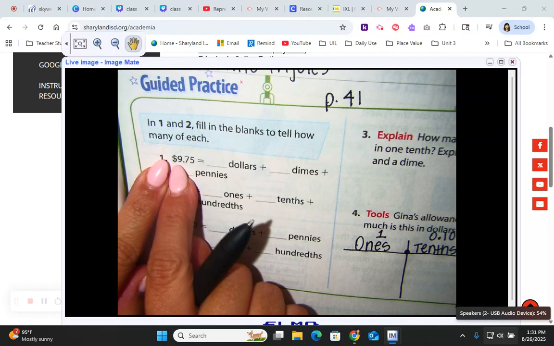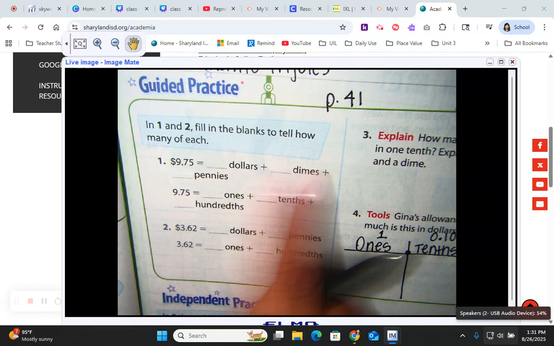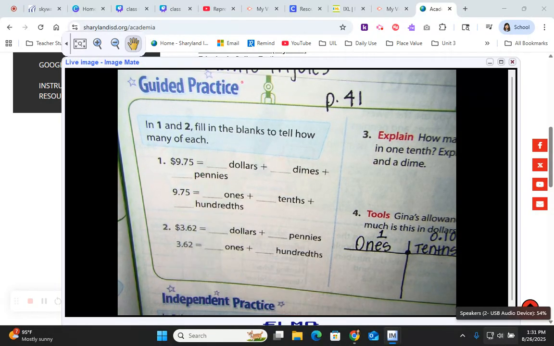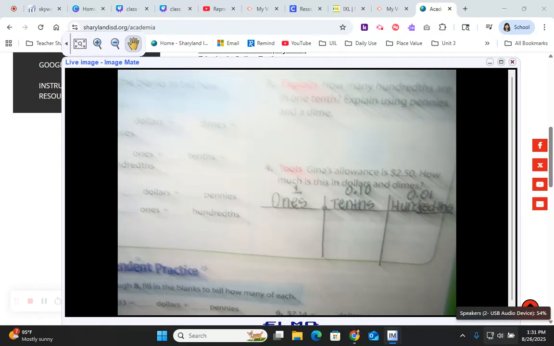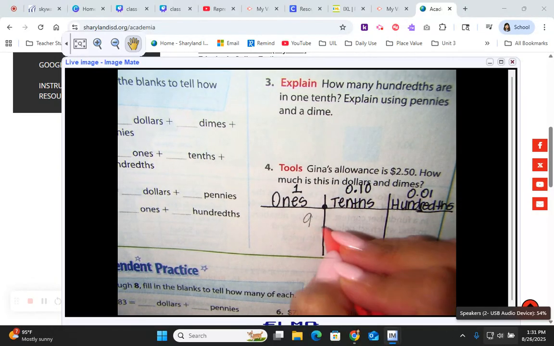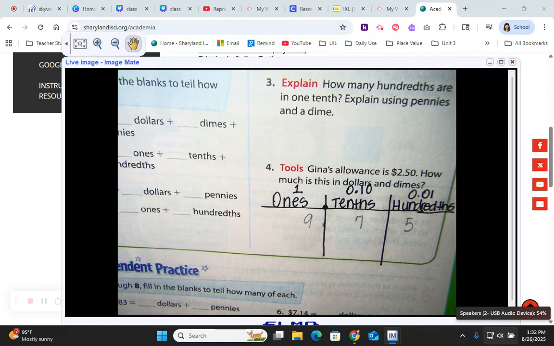So if I have $9.75 and I need to allocate it to dollars, dimes, and pennies. Those are my choices, dollars, dimes, and pennies. How many dollars would I have? Look at your place value chart. Imagine it's there. I'm going to write this very lightly because I'm going to come back and erase it. 9.75. That's what that would look like.